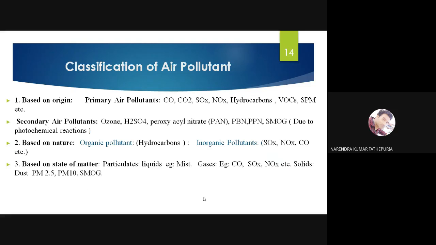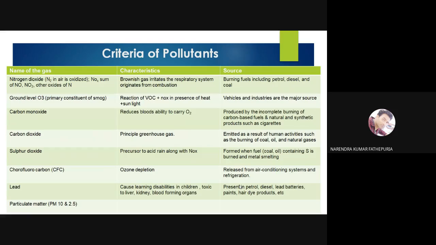When we were talking about the classification of air pollutants, we primarily defined primary air pollutants as well as secondary air pollutants. Based on the nature, we also defined organic and inorganic pollutants. Based on the state of matter, we defined particulate matter in liquid, solid, and gaseous forms. In liquid form we have mist, in gaseous form the various gases, and solids in the form of dust, PM 2.5, PM 10, and smoke also comes in this state of matter. These are the criteria of the pollutants that we discussed yesterday.